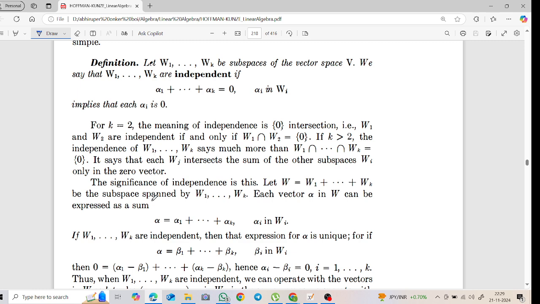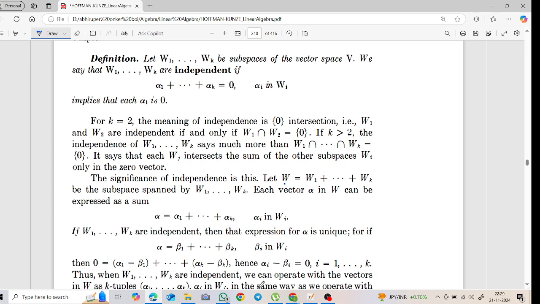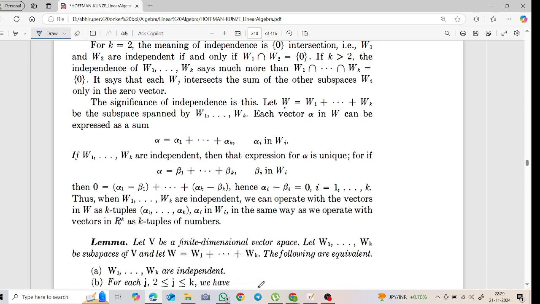So W is a subspace spanned by the subspaces, and they are denoting W by the sum of the subspaces. Okay. These things are obvious, right?